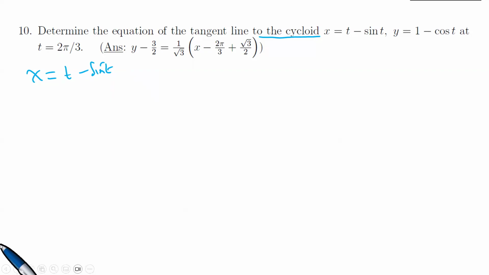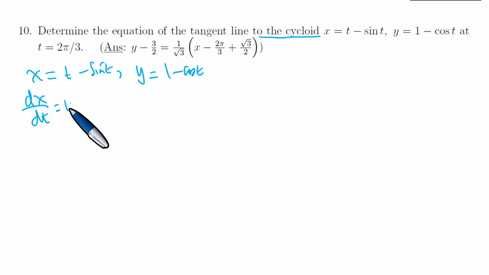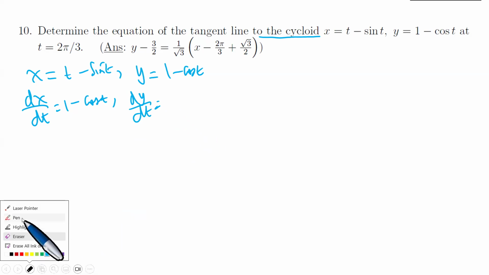Right, so we continue. And then the y, 1 minus cosine t. dx dt is 1 minus cosine t. dy dt becomes sine t.